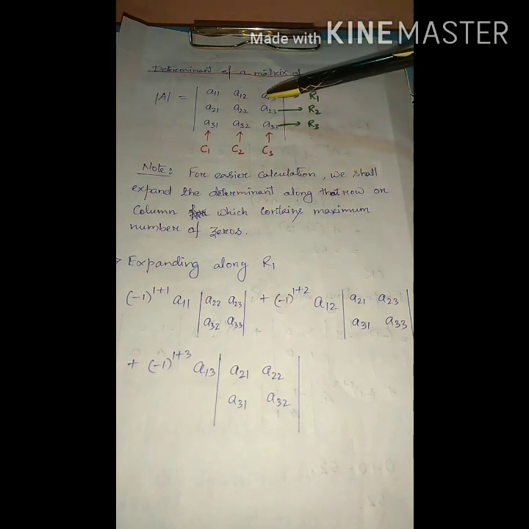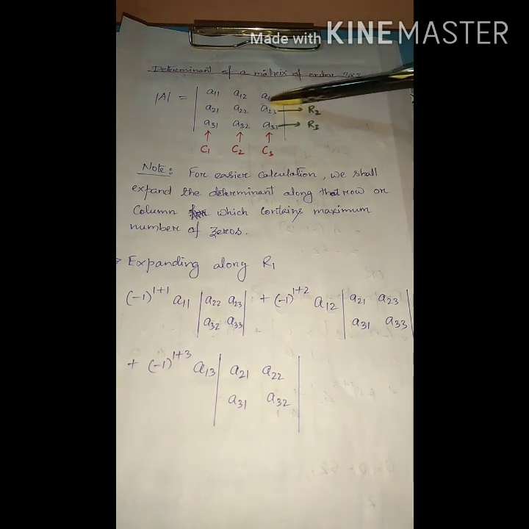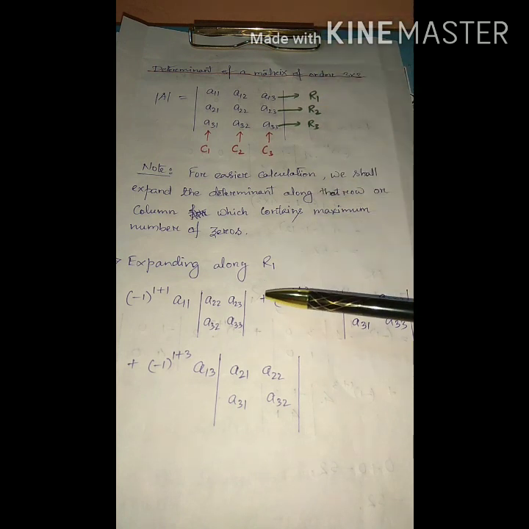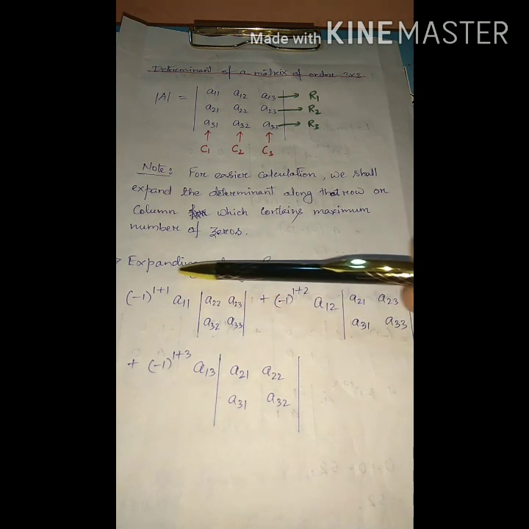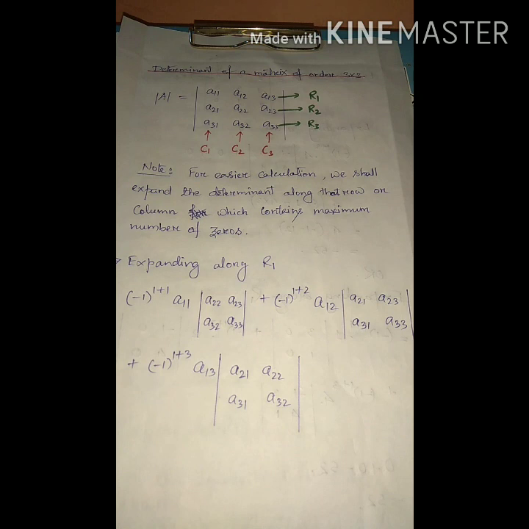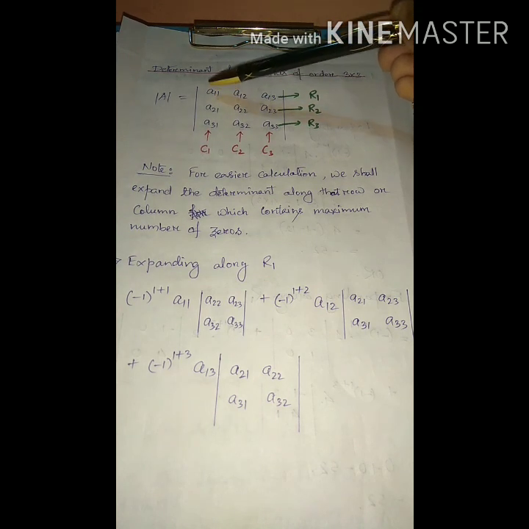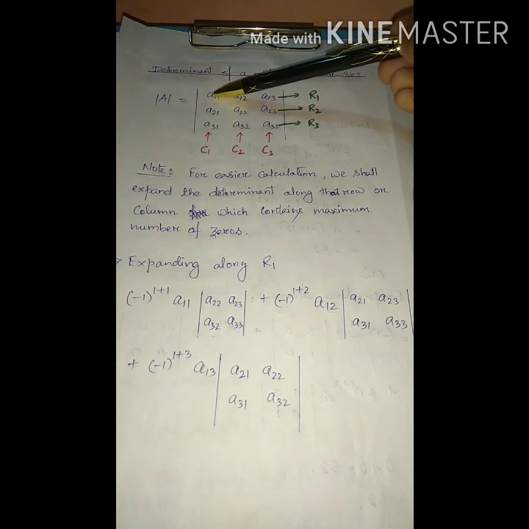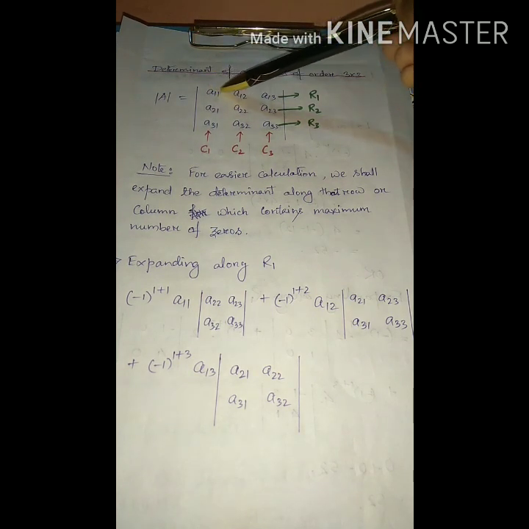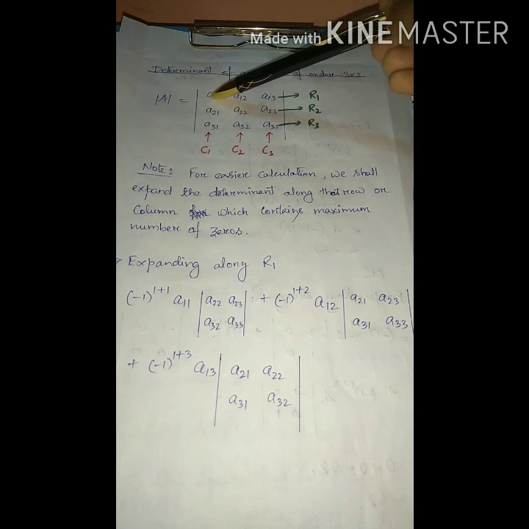So now first of all, we discuss how we can expand this result. Suppose we expand this one along the first row, that means row 1. So here we write expanding along R1. So how can we write this result? Let's see. When expanding along R1, what is the first element? A11. What is the position of this element? First row, first column, isn't it? So we represent it by 11, or you can say first row, first column.